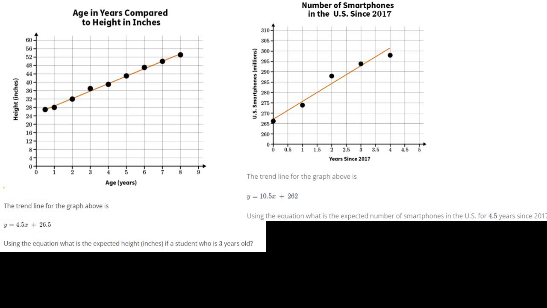Couple of pretty easy questions. The trend line for the graph above has an equation which is y equals 4.5x plus 26.5. And we want to use the equation to find the expected height in inches. We're not playing any tricks on you yet.